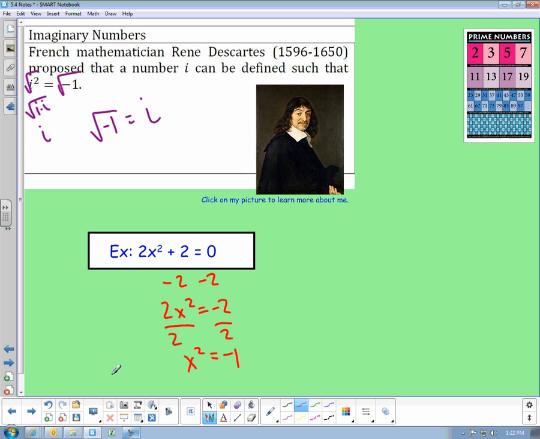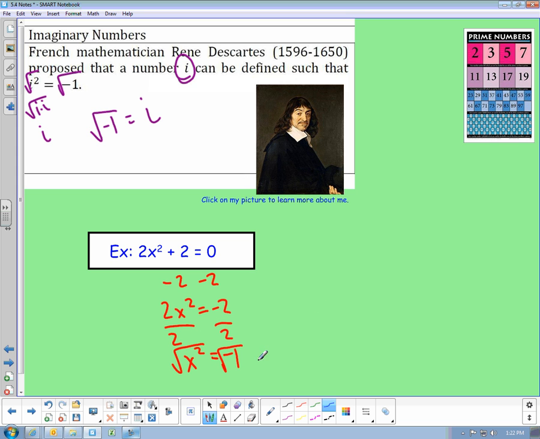Now, up until now, we've just stopped you guys there and said, you know what, when you take the square root of -1, there's no answer. Well, that's because there's no real answer. There's not a real number answer, but there is an answer called an imaginary number, or what we call i.